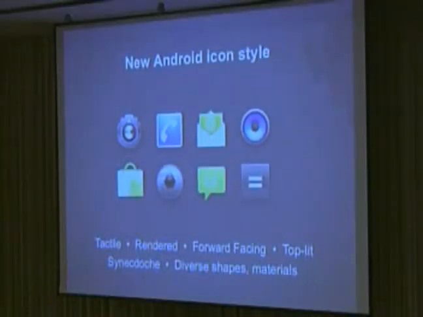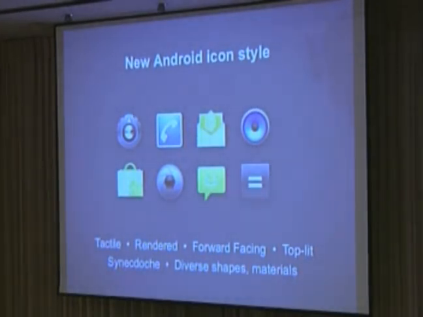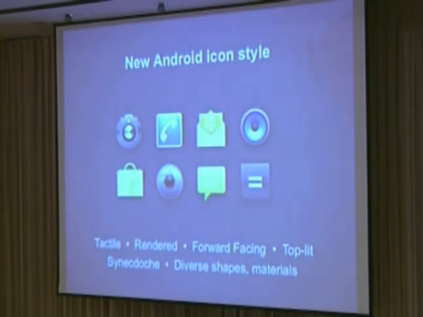Some guidelines on icons. After Android 2.0, we have a new icon style. The new icons are now more tactile. They are more like rendered icons, forward-facing and top-lit. And synecdoche, do you guys know what that means? For example, take the calculator icon. Instead of using the whole calculator as the icon, we use a symbol, the equal sign, to represent the calculator. So synecdoche basically means you use a part of a thing to represent the whole. The new style also has a lot more diverse shapes and materials in the icons.